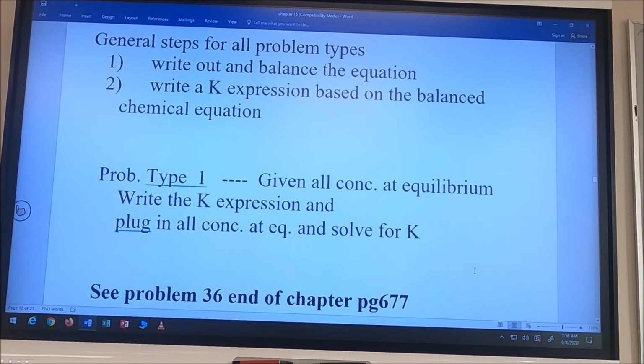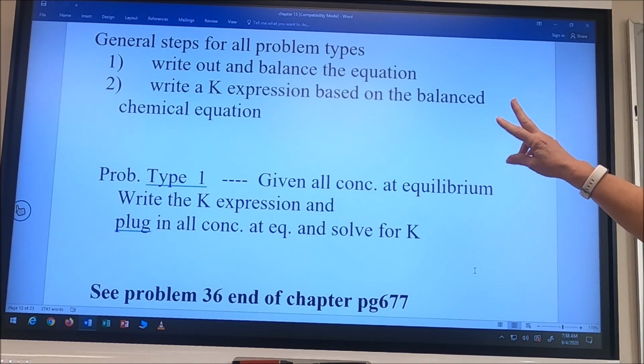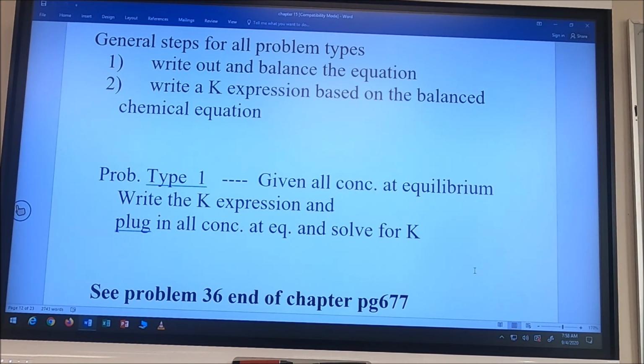Now, no matter what problem type we're looking at, we've always got to have a balanced chemical equation, and we've always got to write out the equilibrium expression based on that chemical equation. So no matter what you're doing in problem solving, the first two things you do are write out the balanced chemical equation and then write out the K expression. Now, in our problem type 1, where we're given all concentrations at equilibrium, we write out the K expression, plug in all concentrations, and solve for K. It's an easy problem.